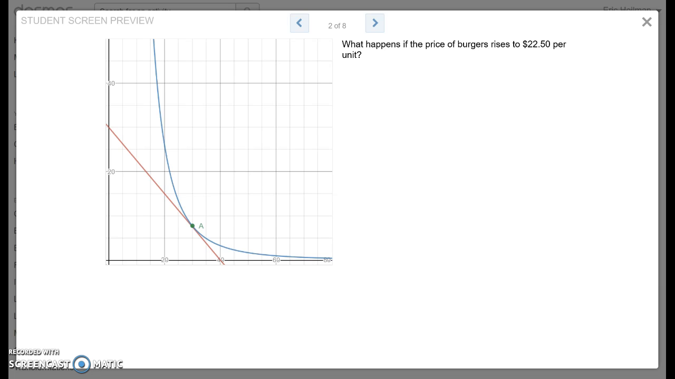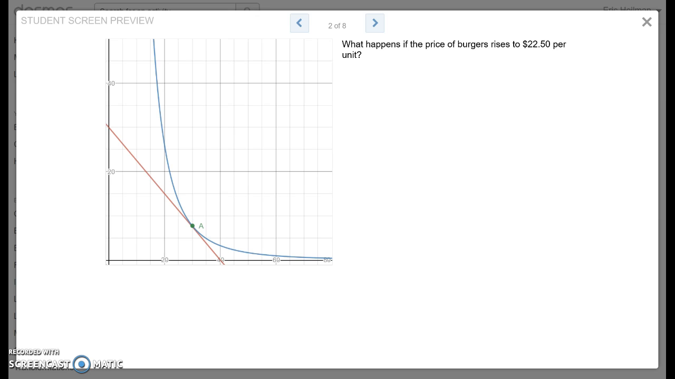Okay, what happens if the price of burgers rises to $22.50 per unit? I'll give you a second to figure out the intercepts of the budget constraint and put those in, and predict whether or not we're going to end up on a higher or lower indifference curve.